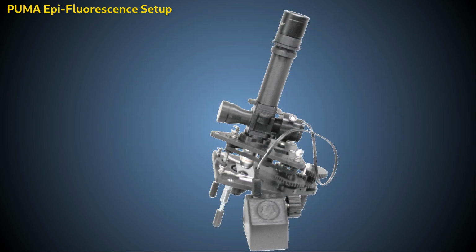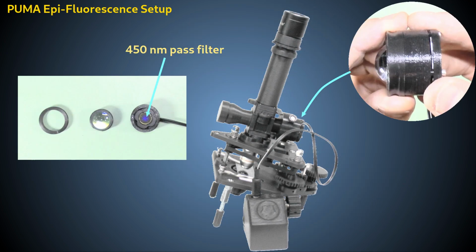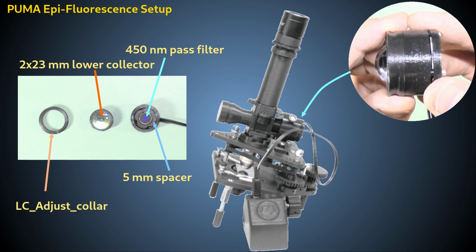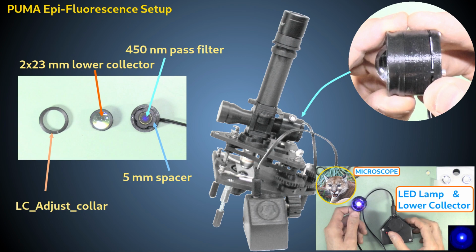This setup uses the blue light illuminator with its 450 nanometer excitation filter, the 5 mm spacer, the 2 by 23 mm lower collector, and fitted with the LC Adjust collar module. This assembly was described in detail in the video on the LED illuminator. The PUMA light power supply will be used to drive it. This is described on the PUMA GitHub site.